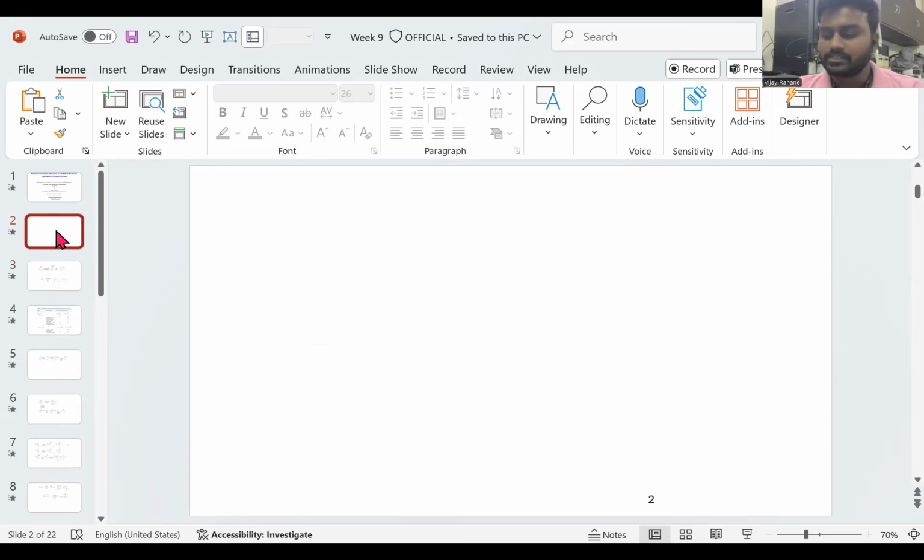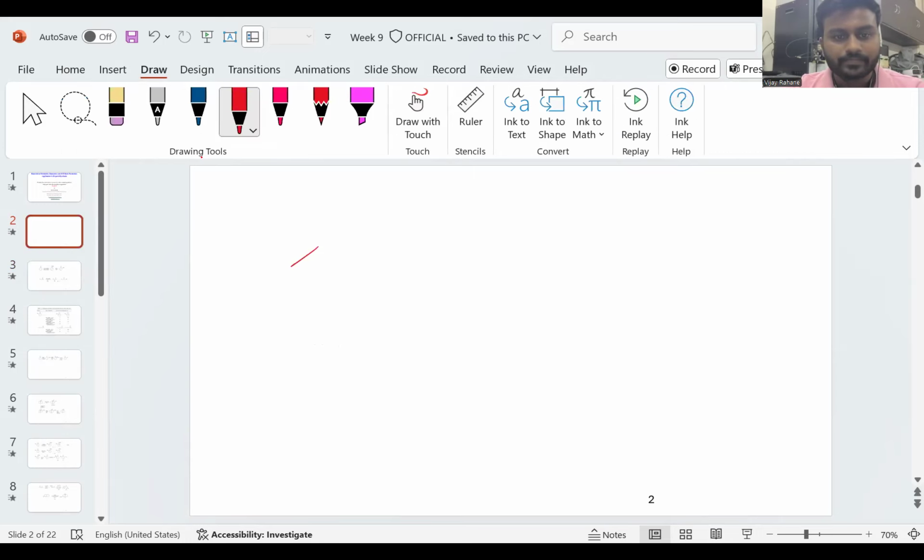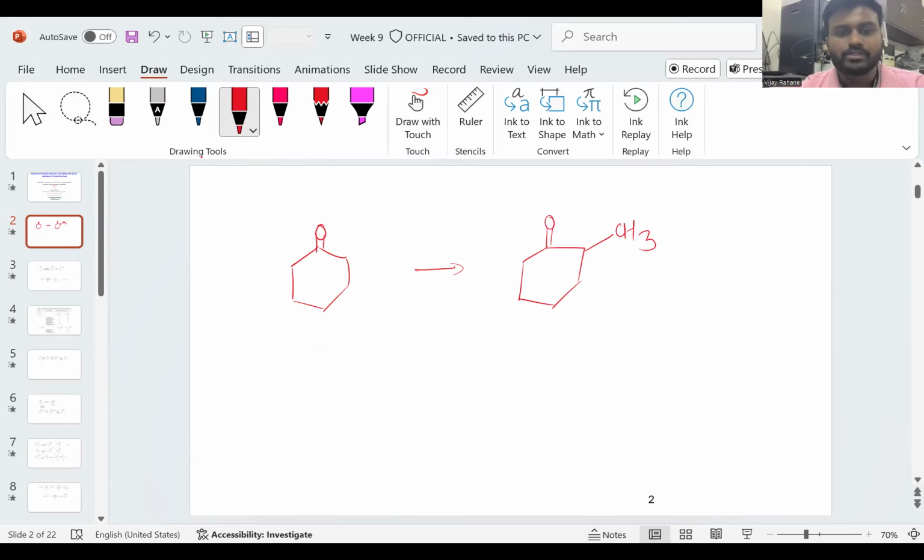So let's start with a simple question. If you have some keto compound, let's take the simplest example, and we want to add a methyl group at the alpha position. What are the different reaction conditions that we can use for such a carbon-carbon bond formation?